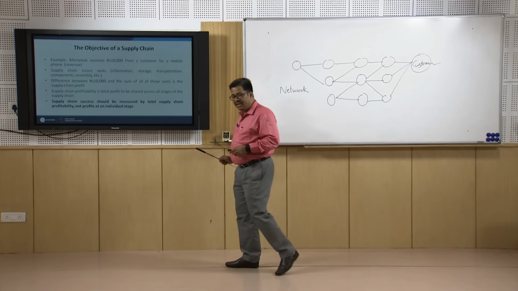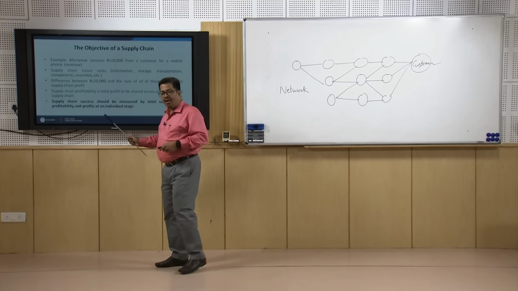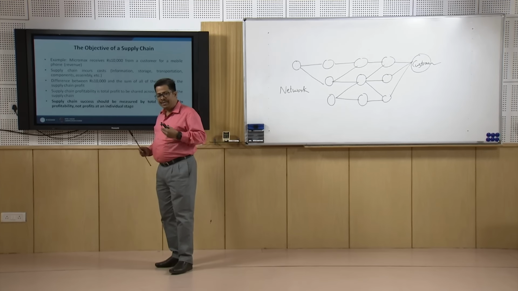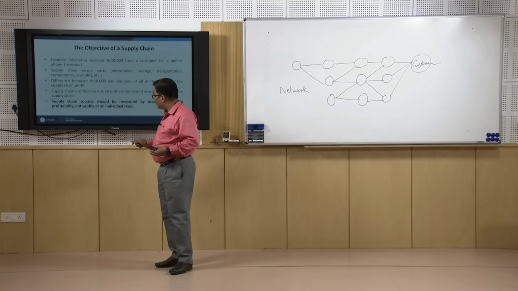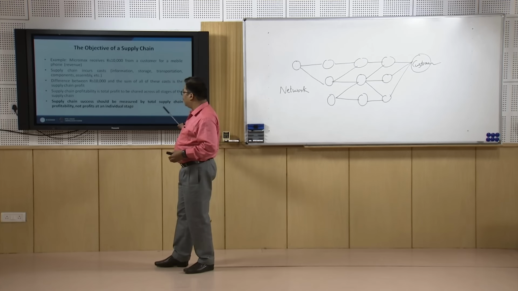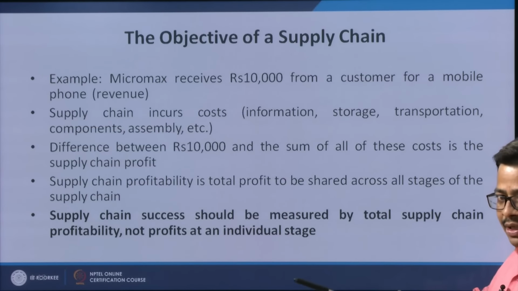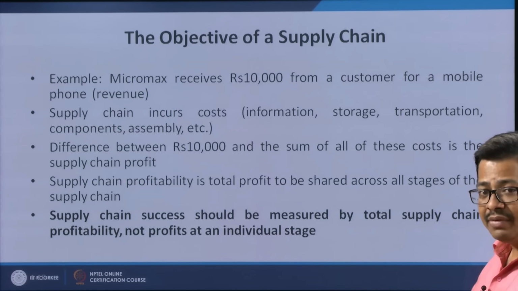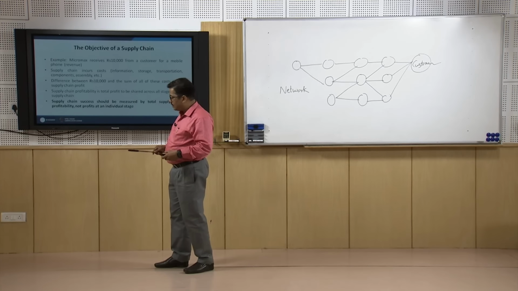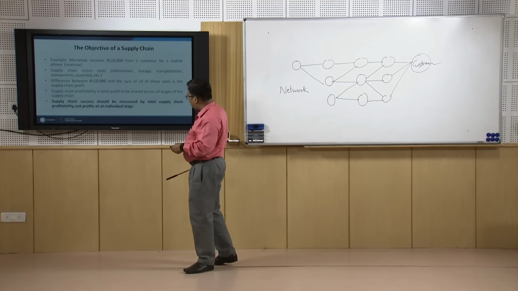All the time we need to keep this in mind. Later, with the help of some data and modeling exercises, we will see how the supply chain profit, which we talk about in totality, is always more than the profit at the individual stage. It is not just a preaching statement; it can be proved with the help of quantitative data also.